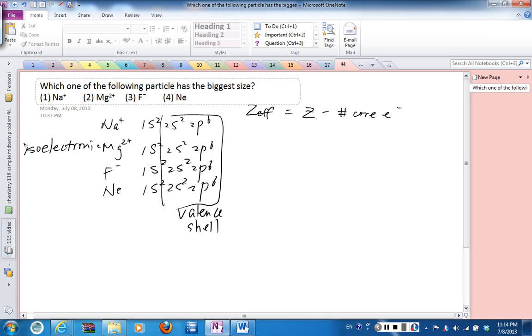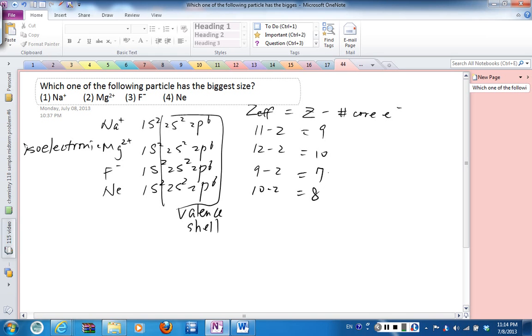But they do have different atomic number. Sodium, 11 minus 2. Magnesium, 12 minus 2. Fluorine, 9 minus 2. And neon, 10 minus 2. So we have 9, 10, 7, and 8.